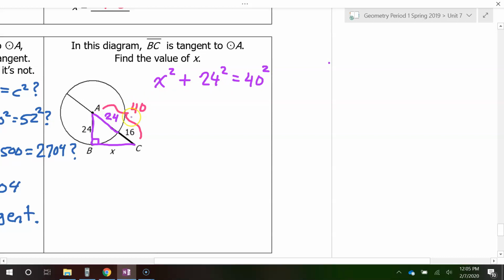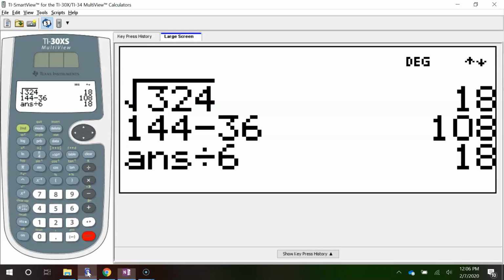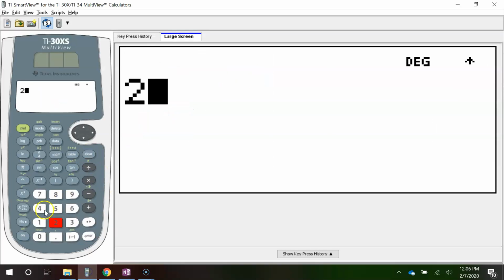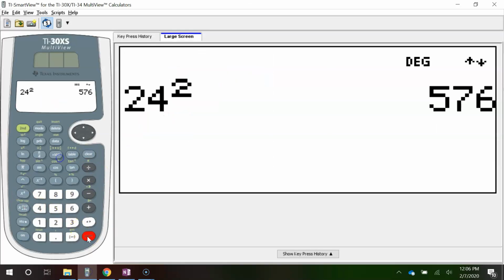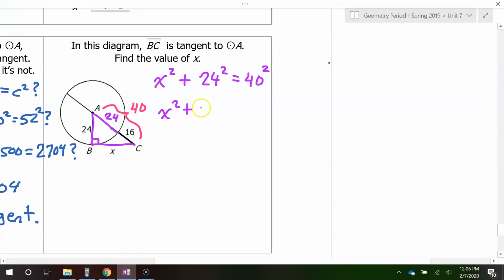Right? We have to be careful to put the hypotenuse over here by itself when we do the Pythagorean theorem. So that's going to give us x squared plus 576 is equal to 1,600. So time to subtract 576 from both sides.